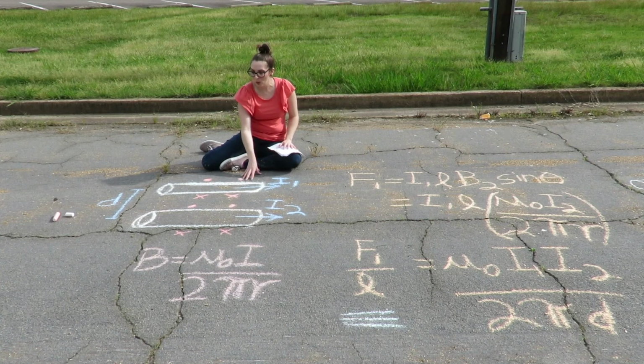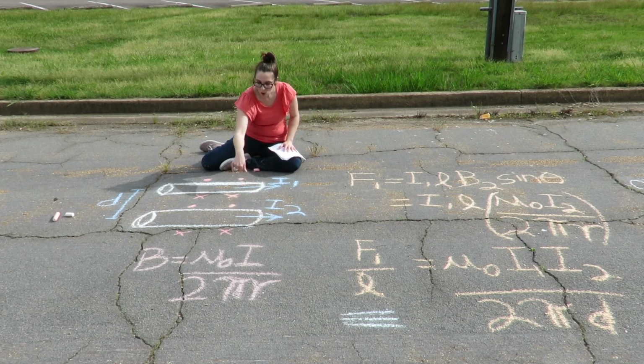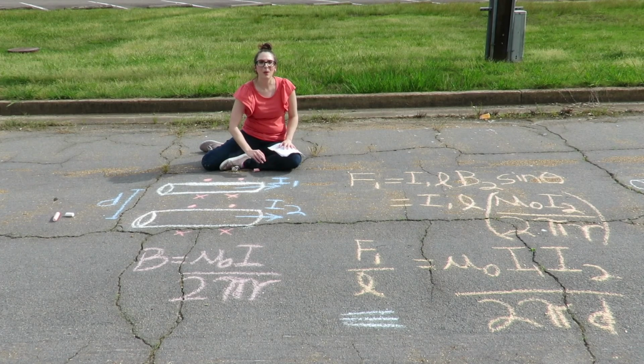But the directions will be either pointing towards each other or pointing away from each other, depending on the direction of the current, and then we have to figure out the direction of the magnetic field from our right-hand rule.